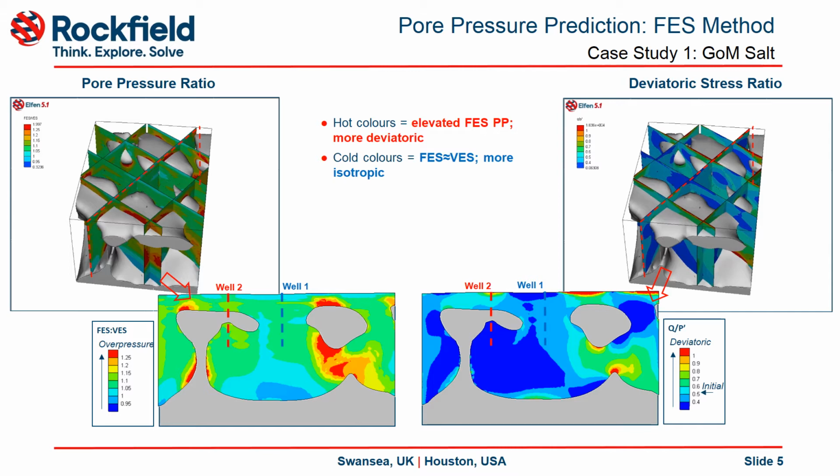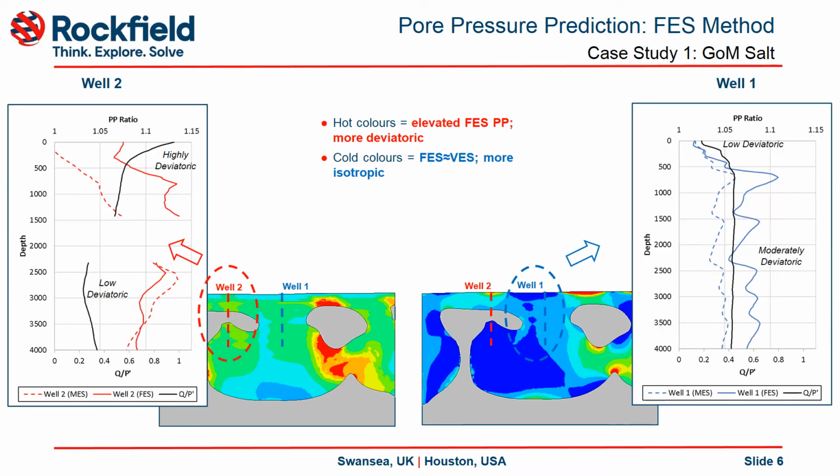Well 1 sees more isotropic stress due to its position within a compressed mini-basin, and hence FES pressure is generally less than 10% higher than VES. Well 2, which penetrates a salt canopy, sees shallow dilation accompanied by more deviatoric stress, but compaction and more isotropic stress below the tongue. FES pressure is almost 15% higher than VES in the shallow section, but less than 10% higher at depth.